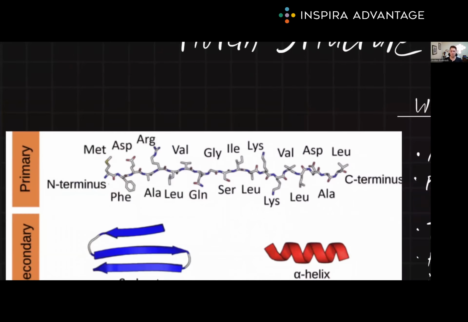The primary structure of a protein is simply the linear sequence of amino acids joined by those peptide bonds. The sequence is determined by the genetic code in DNA, and even a single change in the sequence can affect the function of the protein. Primary structure is crucial for protein folding and the formation of higher order structures. In other words, if primary structure is lost, everything's going to be lost.